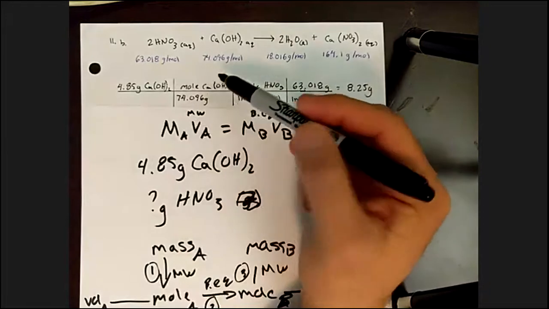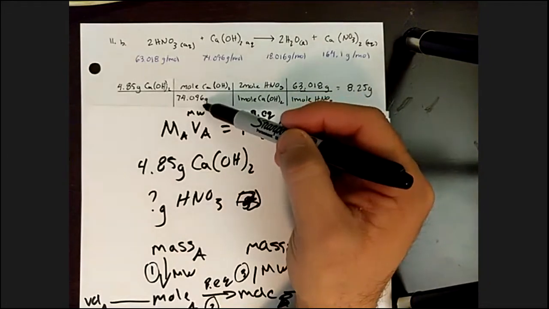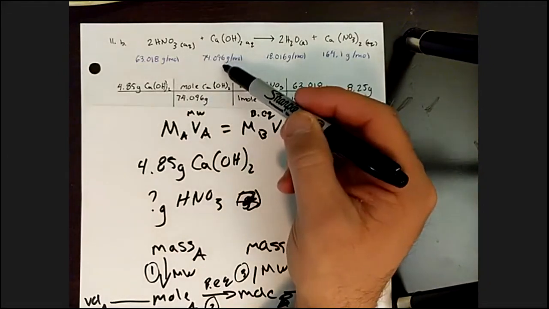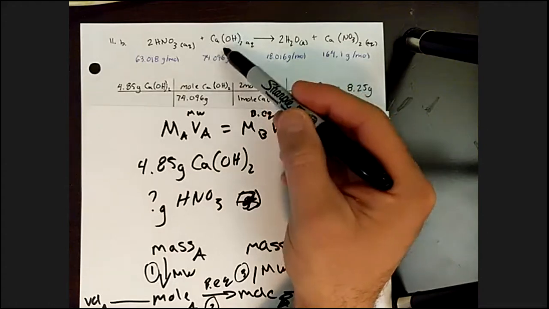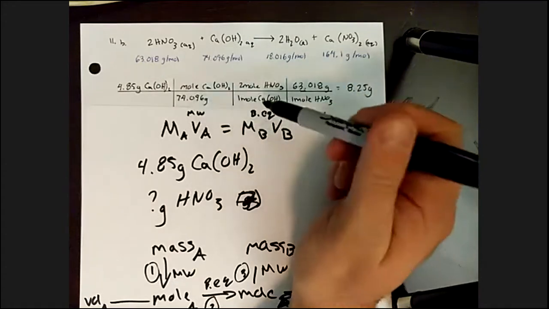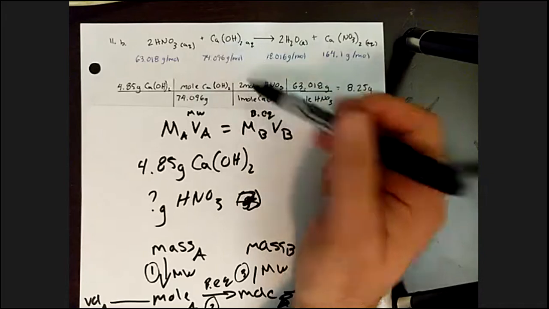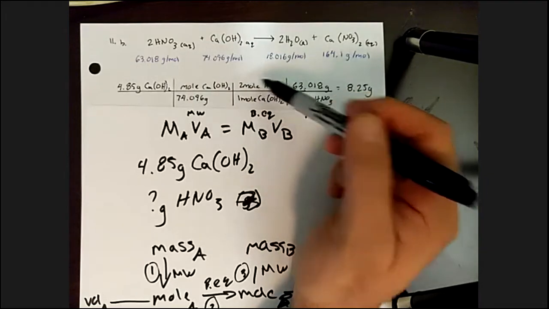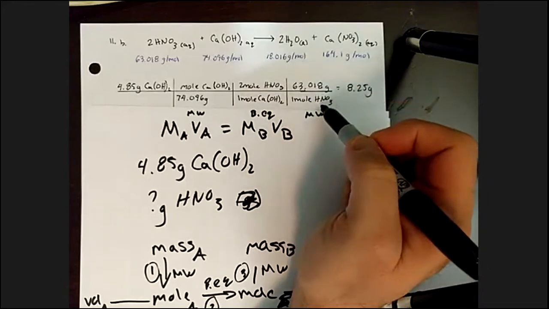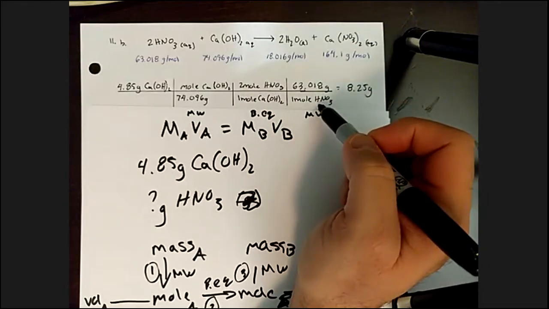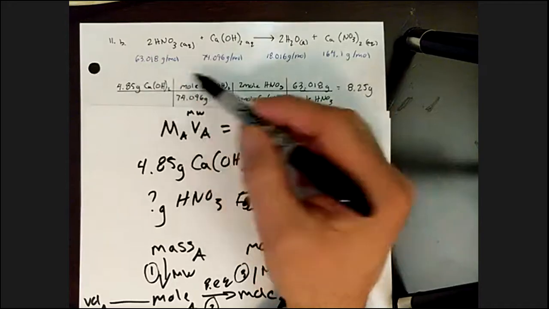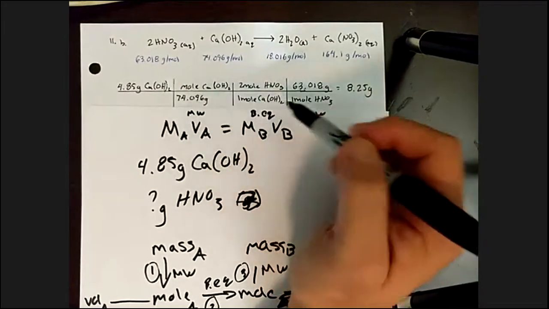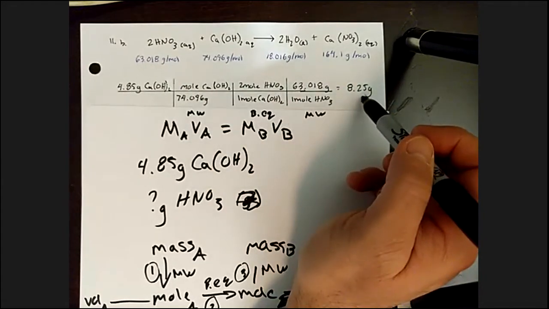And so here we have 70.096 grams per mole for the calcium hydroxide. For every 1 mole of the calcium hydroxide, there's 2 moles of the nitric acid, and then nitric acid's molecular weight, 63. So we're going to multiply all the numbers on the top, divide by all the numbers on the bottom, and get a mass here of the nitric acid.